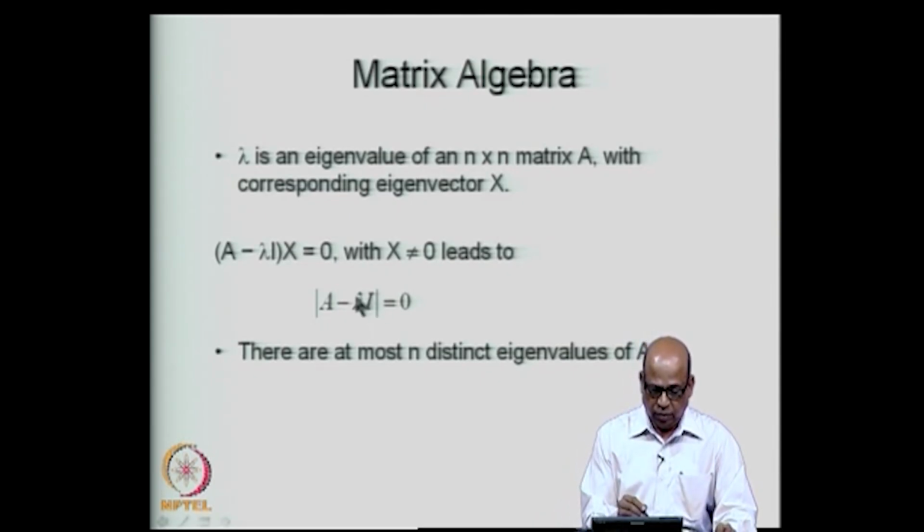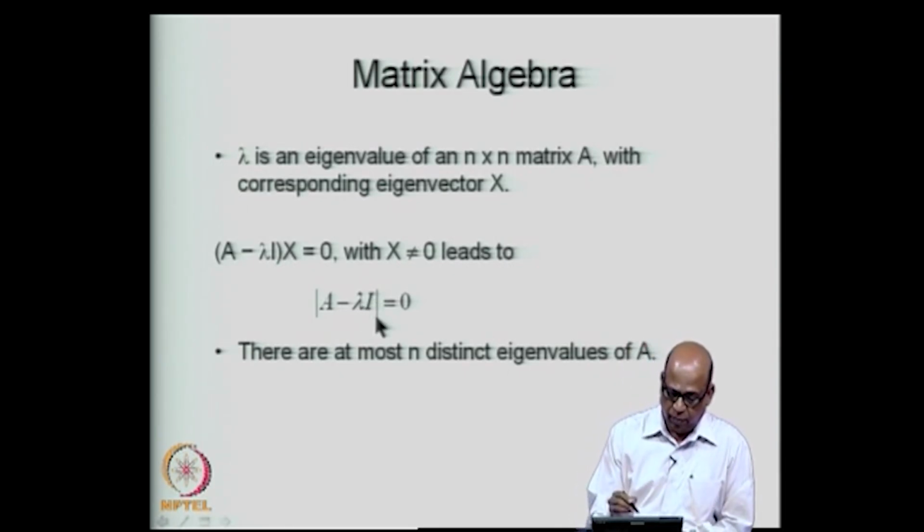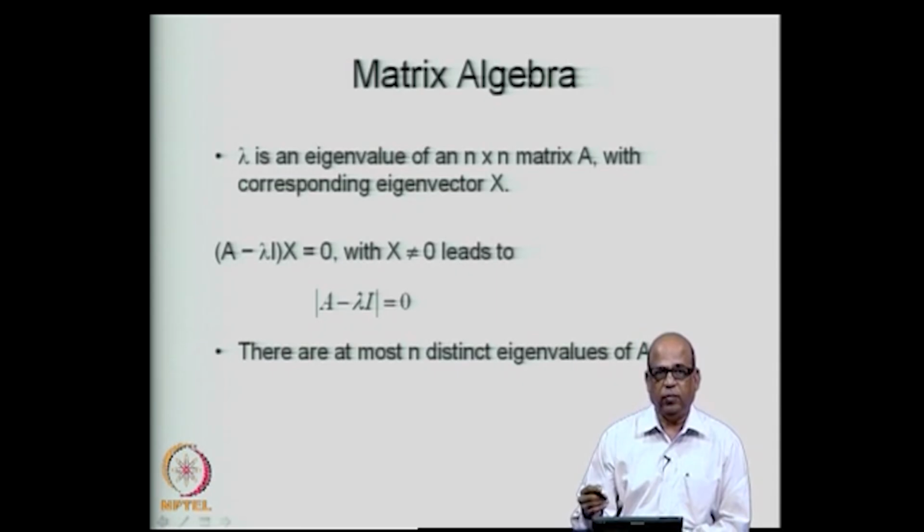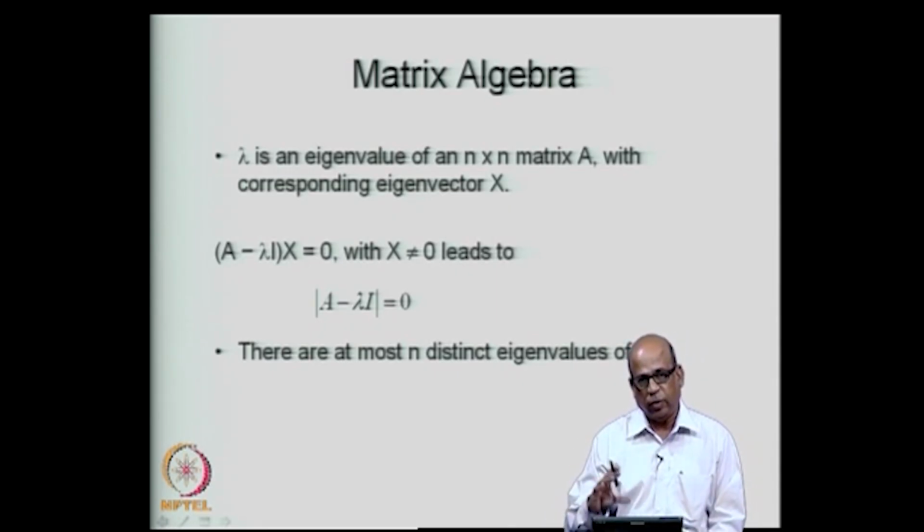As you can see here, A is an n by n matrix, and therefore you may get a maximum of n distinct eigenvalues of A. You may have n values, but some of them may be equal to each other, and therefore you will get a maximum of n distinct eigenvalues of A. So, these are the two important things that you must remember.